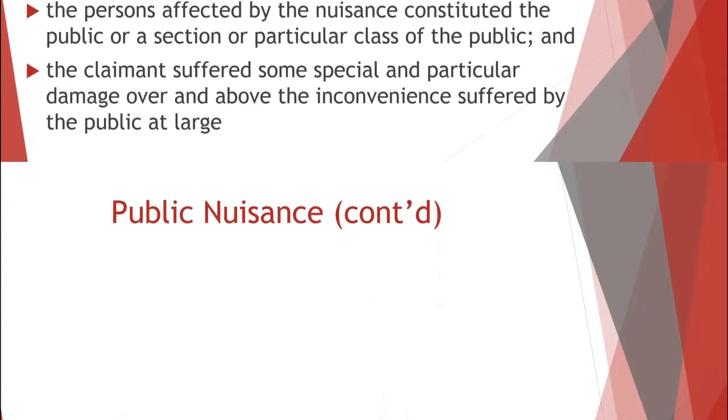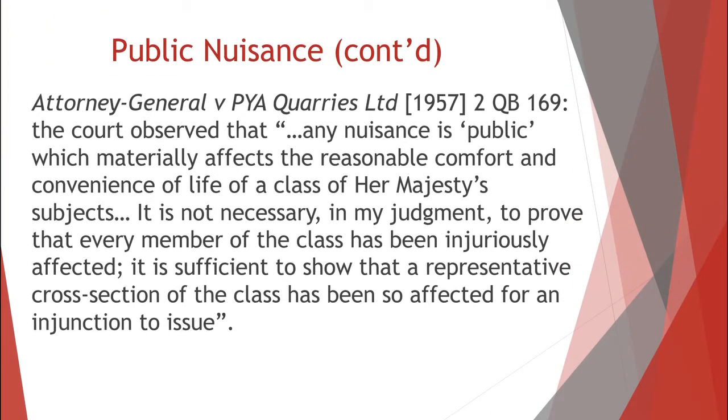In PYA Quarries, the court observed that any nuisance is public which materially affects the reasonable comfort and convenience of life of a class of Her Majesty's subjects. It is not necessary to prove that every member of the class has been injuriously affected. It is sufficient to show that a representative cross-section of the class has been so affected for an injunction to issue.